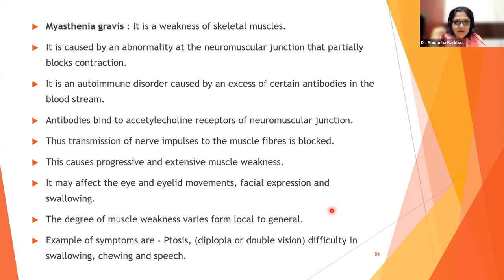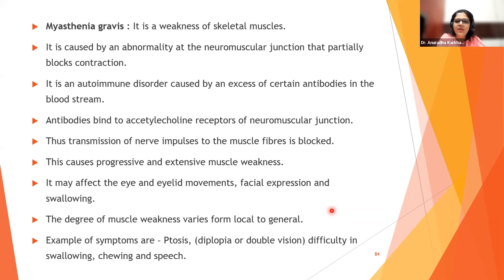Understood what has happened? Actually, our own cells are not foreign. They are a part of our body, but our immune system feels it is an alien. Isko destroy karna. So that causes myasthenia gravis. Okay? Got it? So it is an autoimmune disorder caused by excess of certain antibodies in the bloodstream.